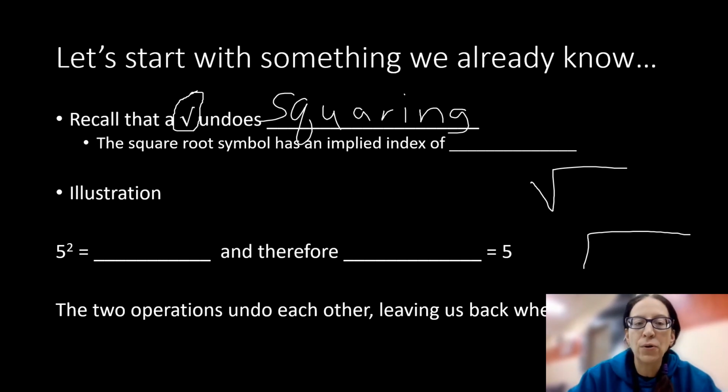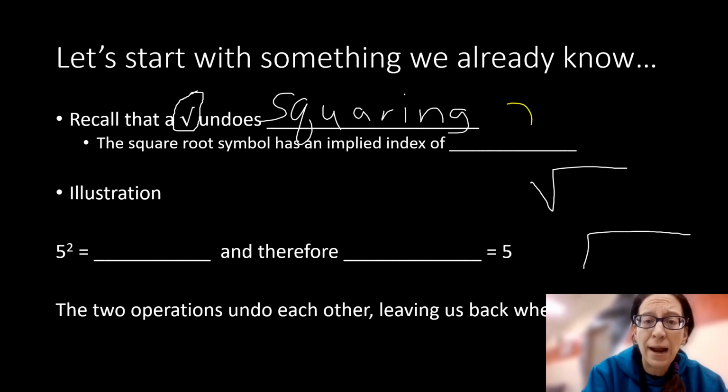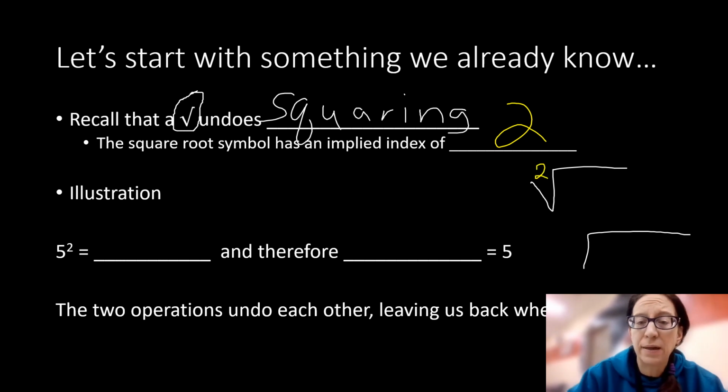Now, the square root has an implied index of, and this might get a little bit confusing because you might not have seen this before, but it's got an implied index of 2. Here's what we mean by that. We mean that there is an implied 2 wedged into the little hook there. Okay. Now we don't normally write it. So if you do not see any kind of symbol in your root or radical there, then you assume it is a 2 and you assume it is a square root.